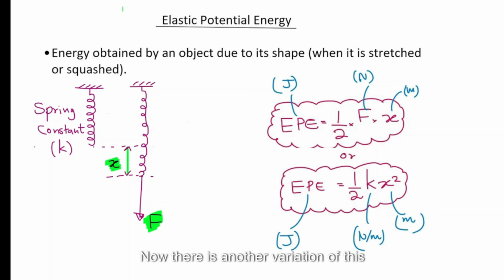Now there is another variation of this formula. That is EPE is equal to half kx squared. So you can see in the second one we use k and x. So one might ask, why do we need two formulae? If you know F and x, you need to use the first one. If you know k and x, you can use the second one.